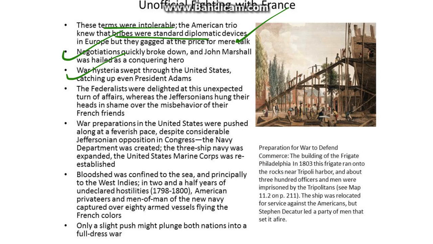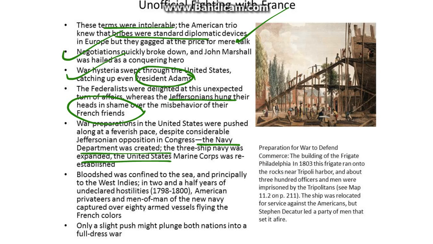War hysteria sweeps through the United States, catching even President Adams up in its grasp. The Federalists were delighted at this unexpected turn of affairs, whereas the Jeffersonians hung their heads in shame over the misbehavior of their French friends whom they supported. War preparations in the United States were pushed along at a feverish pace, despite considerable Jeffersonian opposition in Congress. Adams creates the Navy Department, and he's known as the father of the American Navy. The three-ship Navy is expanded. The United States Marine Corps is also reestablished.